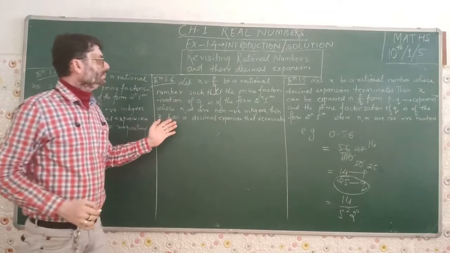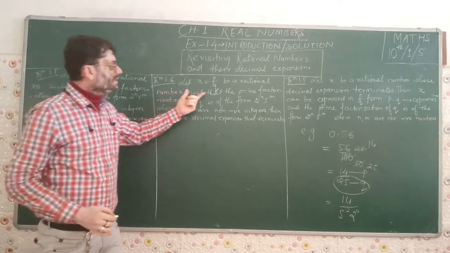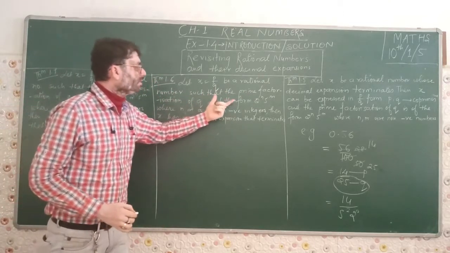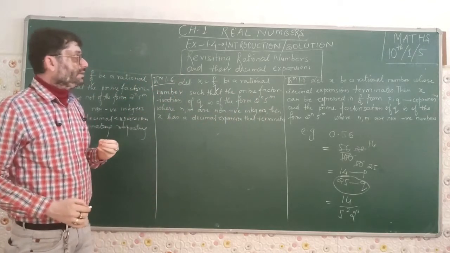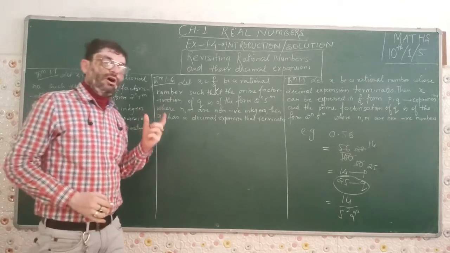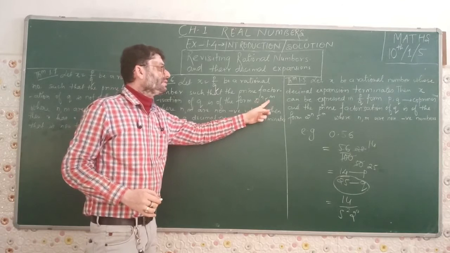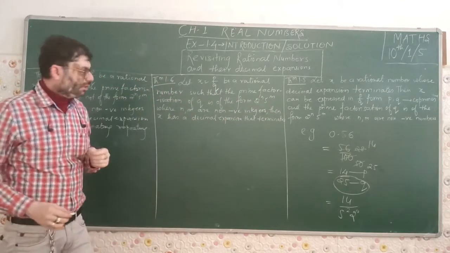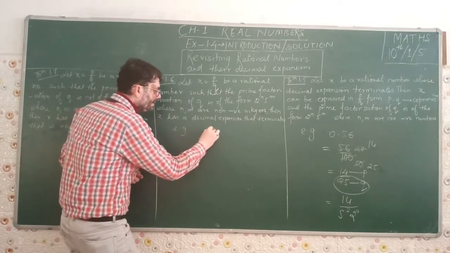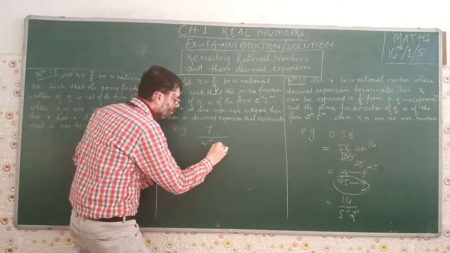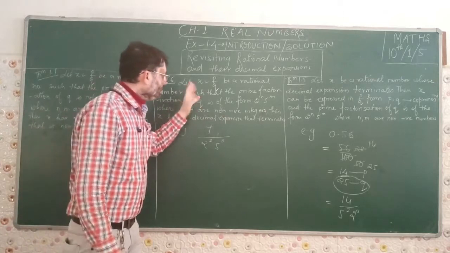Moving on to our next theorem: let x = p/q be a rational number such that the prime factorization of q is of the form 2^n 5^m. Now we are given a rational number in the form p/q, and q should be of the form 2^n 5^m, where n and m are non-negative integers. So let us take an example, say 7 upon 2^2 5^3. Now let us move on slowly.